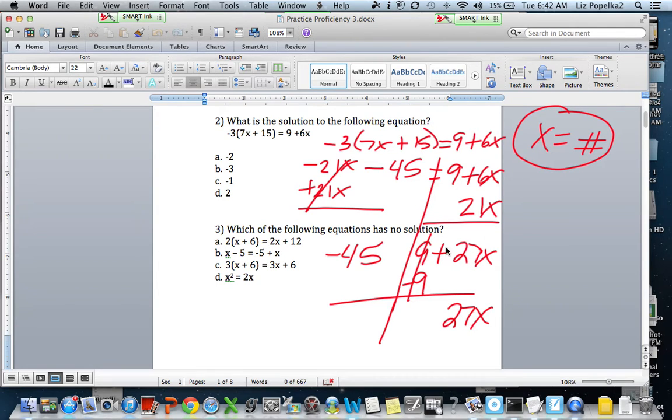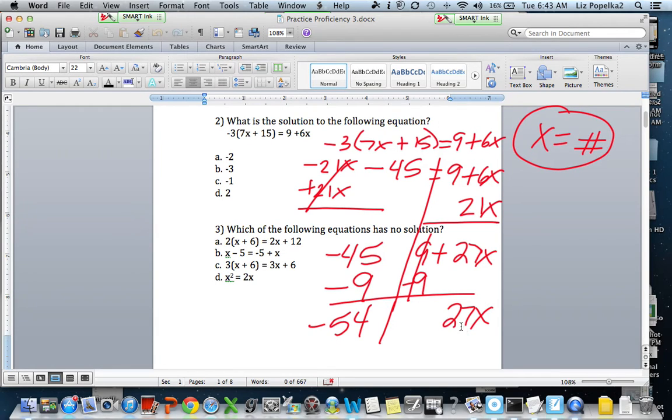What's going to help us get the x by itself is getting rid of the 9. So that's what I chose to do. Because I subtracted 9 over here, I have to subtract 9 over here. Negative 45 minus 9 is a negative 54. So now I'm left with 27x.